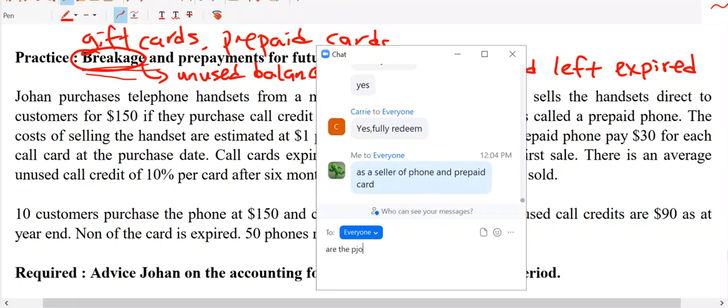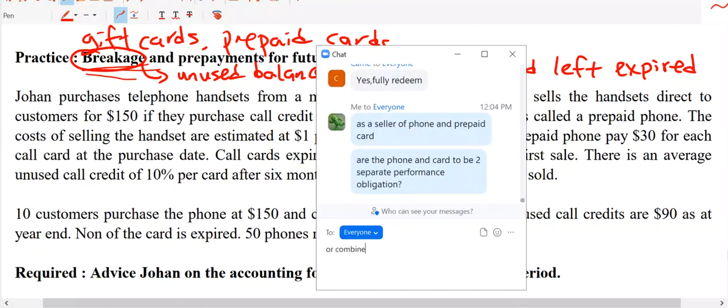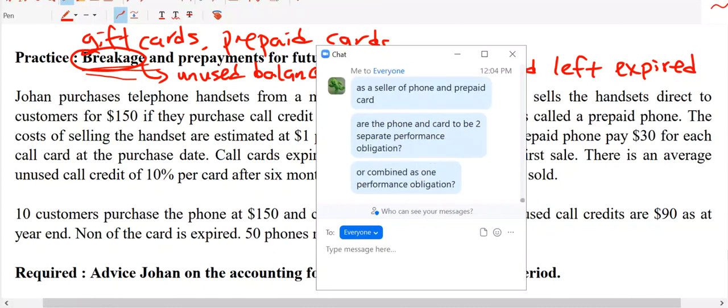Okay, so let me ask you, as a seller of phone and prepaid card, are the phone and card to be separate or combined as one single performance obligation? So that means the performance of selling the phone and providing call services via the prepaid card, are they depending on each other or are they independent from each other?